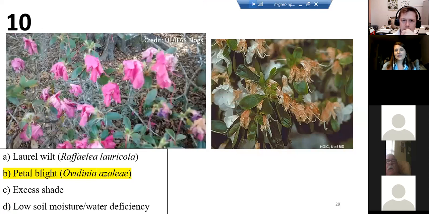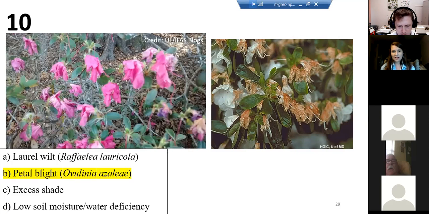Okay, number 10. More people went with low soil moisture, water deficiency, but we got about a third of them who went for the petal blight. Mm-hmm. And I guess that's because, like you mentioned, it's just a reflex symptom. So you might think that there is something in your soil that is causing it to wilt, but in that case, it was not. It was a pathogen.